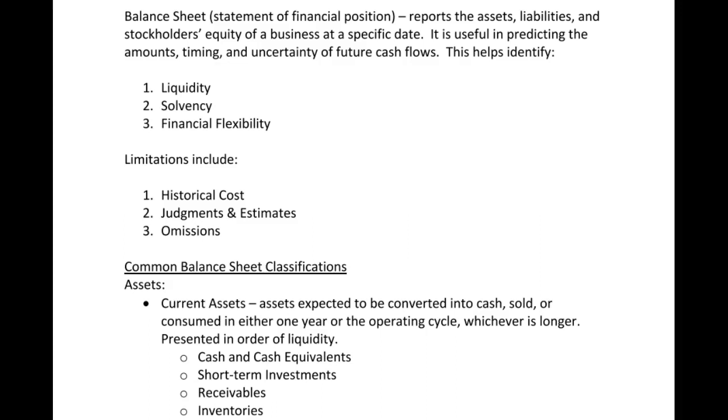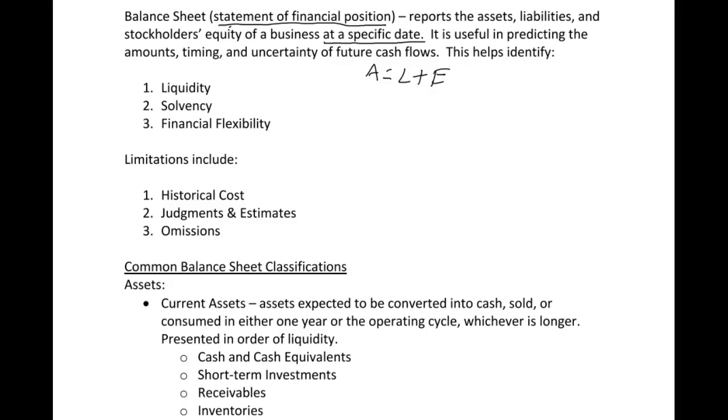All right, so the balance sheet. You'll also see this called the statement of financial position. So remember this one. Remember the accounting equation: assets equals liabilities plus equity. So this is what the balance sheet's kind of showing you there. If you look there, it reports the assets, liabilities, and stockholders' equity of a business. And notice here it's at a specific date.